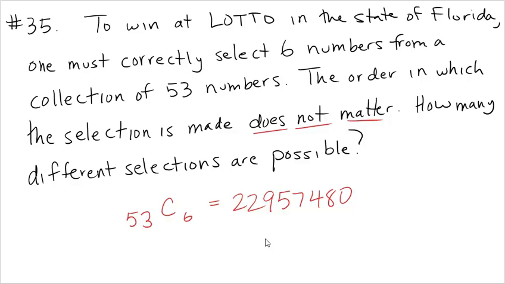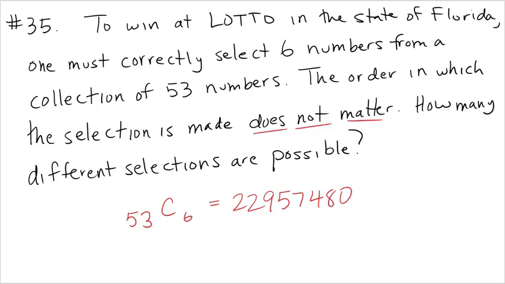This is a foreshadowing of what we're going to talk about in the next section. Not in the next lecture, but in the next section, where we start talking about probability. If there are almost 23 million different ways that the balls could be selected, and there's only one combination that wins, that means your probability is about 1 in 23 million.